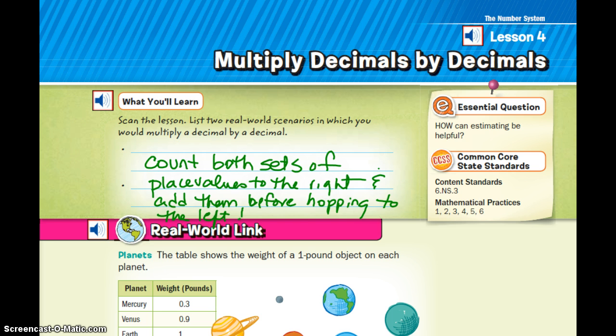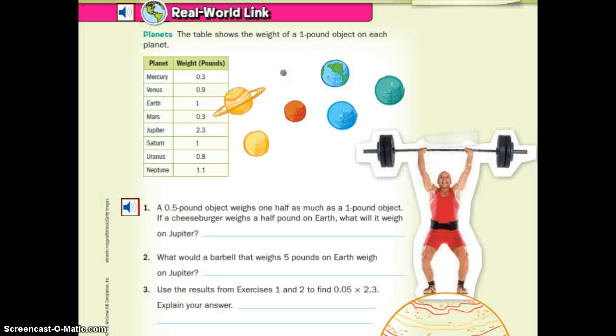Okay. All right, let's look at the real world problem. The table shows the weight of a 1 pound object on each planet. Wow, this is interesting. So we know that on Earth it's 1 for 1, and then on the other ones, ooh, Jupiter, boy, we would be really heavy weighted on Jupiter. And then everywhere else we'd be about the same or less. So a 5 pound object weighs a half pound as much as a 1 pound object. If a cheeseburger weighs a half pound on Earth, what will it weigh on Jupiter?